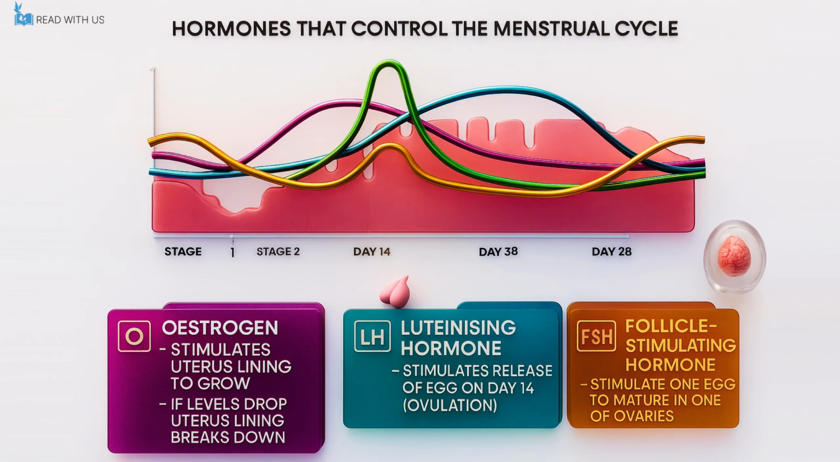The other 2 important hormones are luteinizing hormone, commonly called LH, and follicle-stimulating hormone, known as FSH. Both of these hormones are produced by the pituitary gland, which is a small gland located near the brain behind the eyes. Follicle-stimulating hormone helps one of the eggs in the ovaries mature, while luteinizing hormone triggers the actual release of that mature egg around day 14, which is ovulation. So, follicle-stimulating hormone is responsible for preparing the egg, and luteinizing hormone ensures that the egg is released.